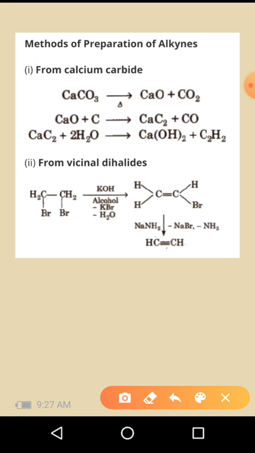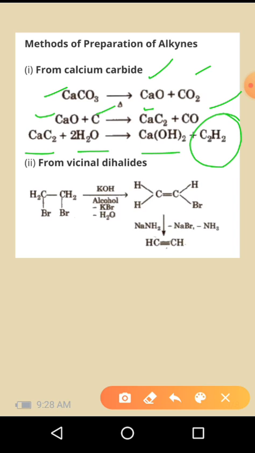So here is calcium carbonate. That calcium carbonate, on heating, produces calcium oxide and carbon dioxide. Further, that calcium oxide reacts with carbon, and produces calcium carbide and carbon monoxide. That calcium carbide, upon reacting with a water molecule, produces calcium hydroxide and C2H2. So this is our alkyne compound.